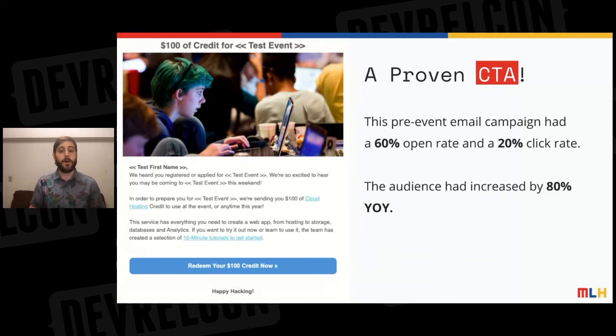And in addition to that, the audience was increasing by 80% year over year. So we had a constant influx of new users to test this on. So that's fantastic, right? We start off strong. This is looking good. People want what we're giving them. But here's where things started to go wrong.